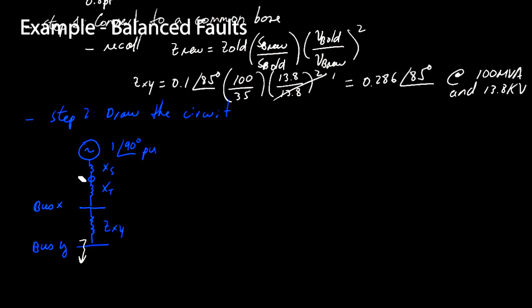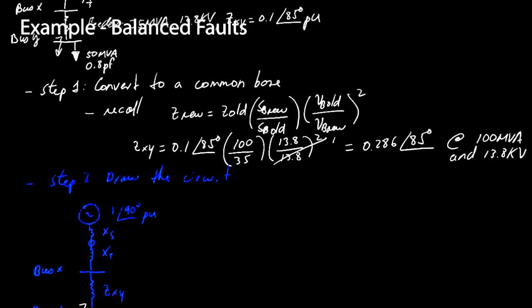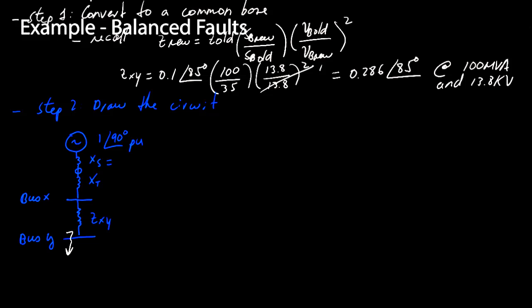So then the source impedance again was equal to 12%. We saw that over here at the top. So 12% of course in per unit would be 0.12. So this is equal to J, since it's a reactance, so J 0.12 per unit. Now the transformer is 8%, so that would be J 0.08 per unit. And then lastly, the feeder, we just calculated over here, that's 0.286 at an angle of 85 degrees. And that's of course all in per unit.